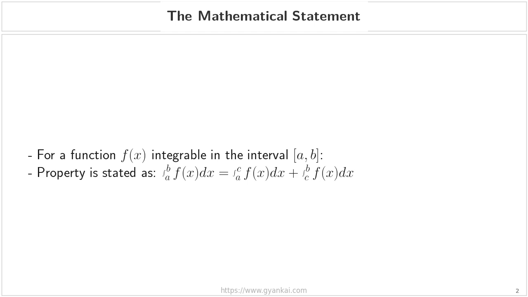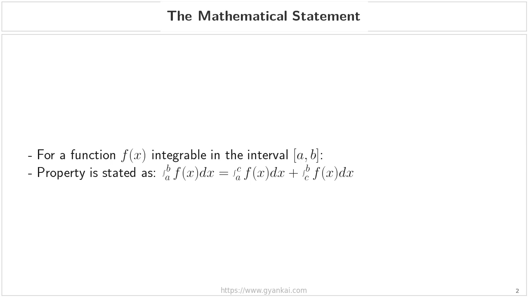Now, let's look at the property itself. The integral from a to b of f of x dx, that's read as the integral of f of x with respect to x, from a to b, is equal to the integral from a to c of f of x dx, plus the integral from c to b of f of x dx.